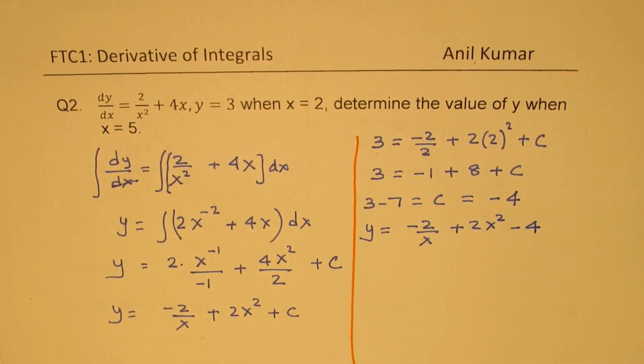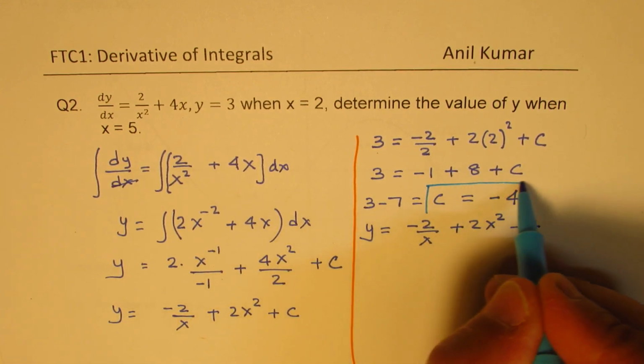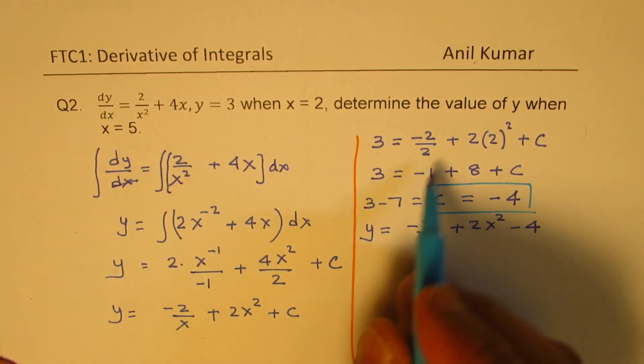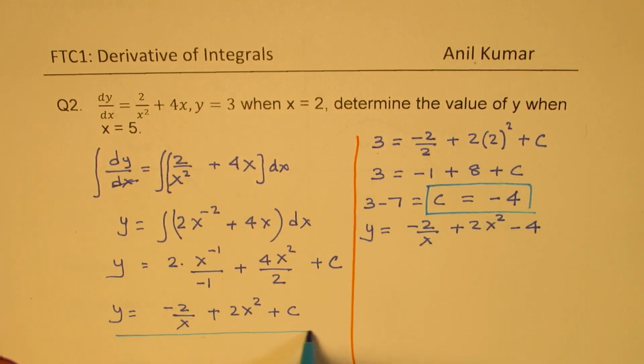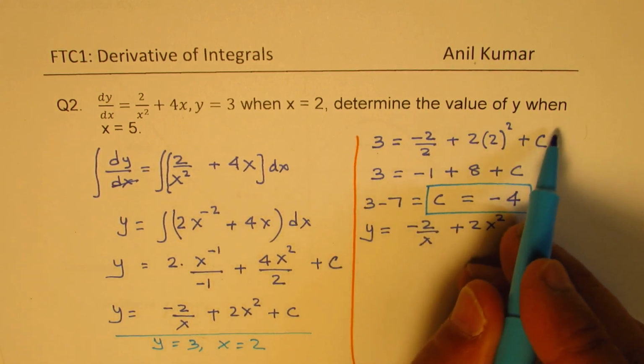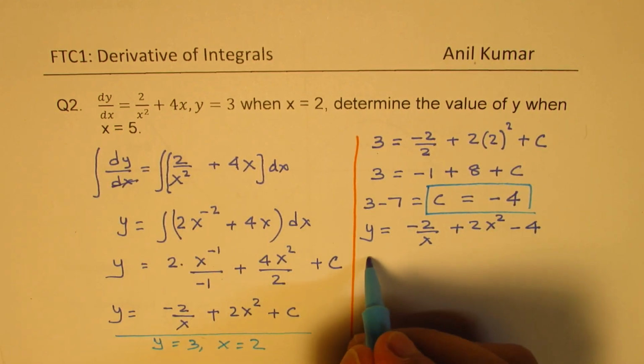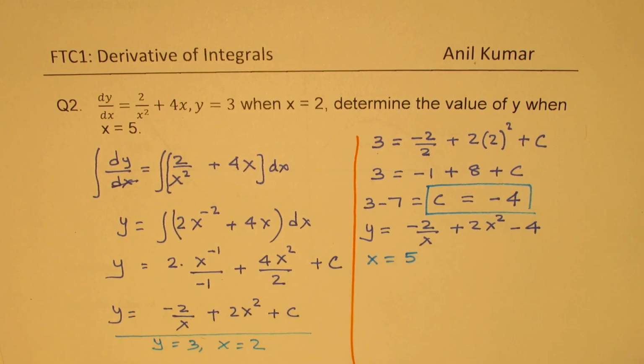So we are substituting this particular value of c equals minus 4 from the given initial conditions into this equation. The initial condition was y equals 3 for x equals 2. Clear? Now the question is, determine the value of y when x equals 5. So we'll substitute x equals 5 here and find the value of y.